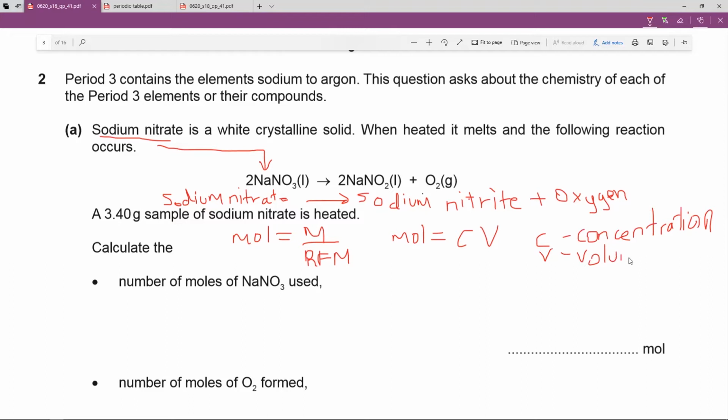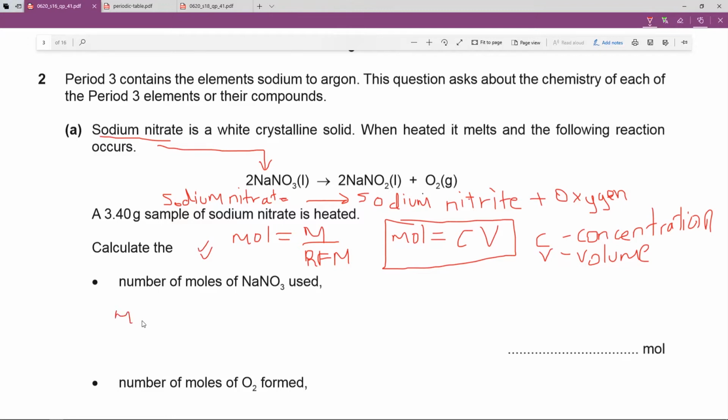So up to this point, by reading that question, we have realized that the second formula will not be of help to us in this particular question because we don't have the molarity, we don't have the volume given. So we'll use the first formula for the moles of sodium nitrate, mass divided by the RFM. RFM stands for relative formula mass.